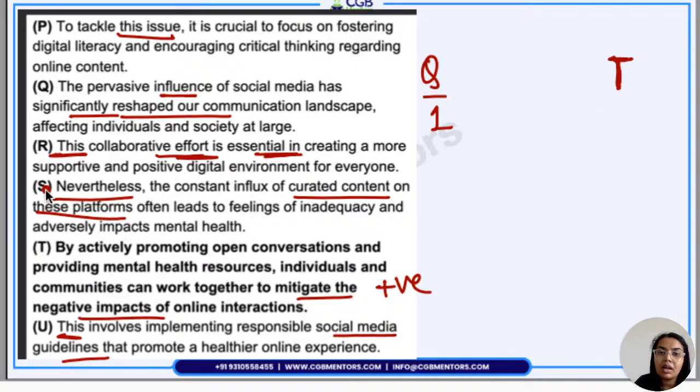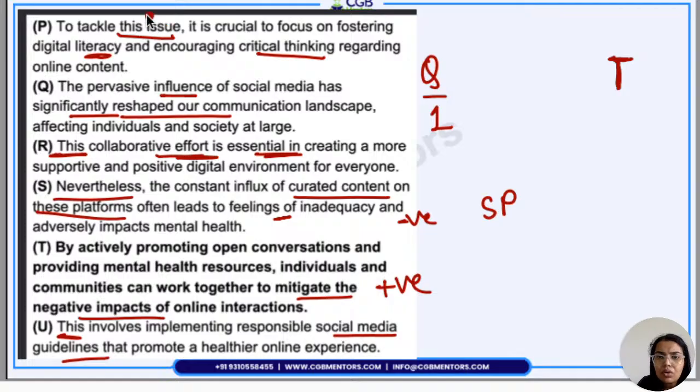Okay. Now, since S is something that says, nevertheless, these platforms can often lead to feelings of inadequacy. This is negative, right? And then I have P: to tackle this issue, it is crucial to focus on fostering literacy and critical thinking regarding online content. Where is the issue? The issue is mentioned in S. So you have S and P as strong pairs. क्योंकि प्रॉब्लम is mentioned in S और उसे टैकल करने की बात अब P में हो रही है, तो P से फिर चेंज हो जाती है टोन. P is again now giving me the solution. Tackling the issue is the solution.